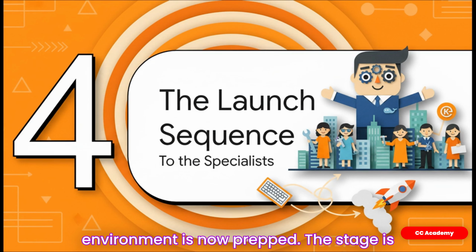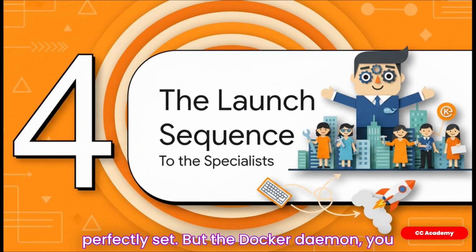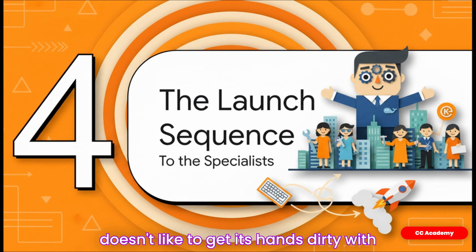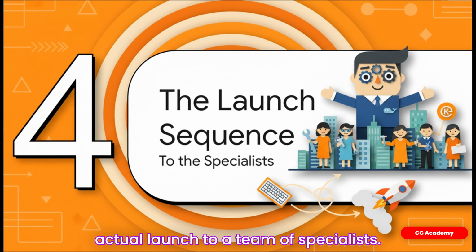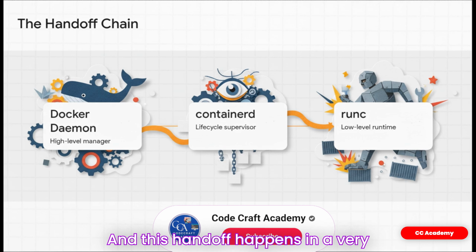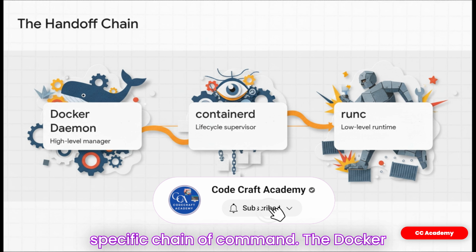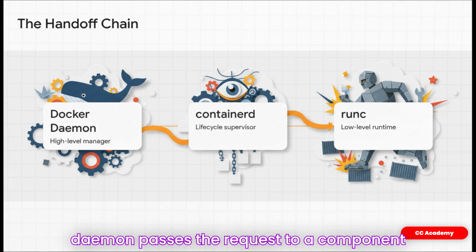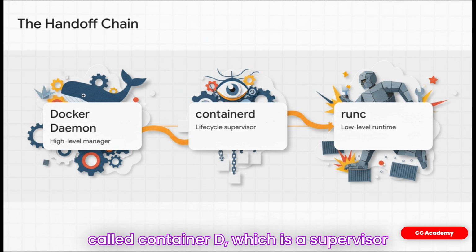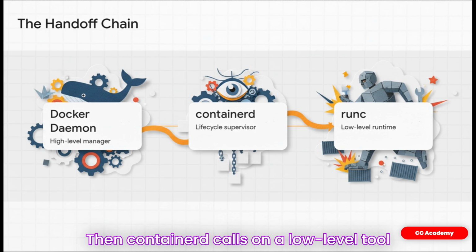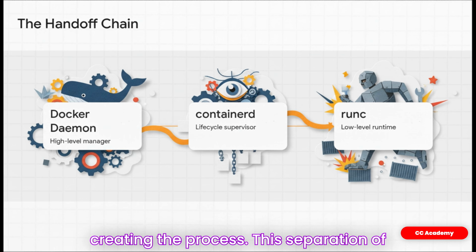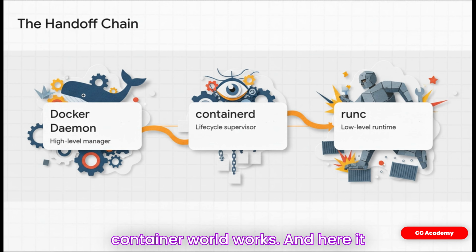So the entire environment is now prepped. The stage is perfectly set. But the Docker daemon, you can think of it as a high-level manager, doesn't like to get its hands dirty with the final step. Instead, it delegates the actual launch to a team of specialists. And this handoff happens in a very specific chain of command. The Docker daemon passes the request to a component called containerd, which is a supervisor that handles the container's lifecycle. Then containerd calls on a low-level tool called runc to do the actual work of creating the process. This separation of duties is really key to how the modern container world works.